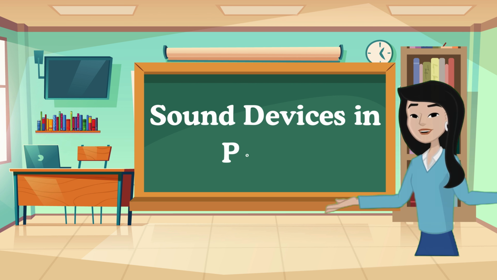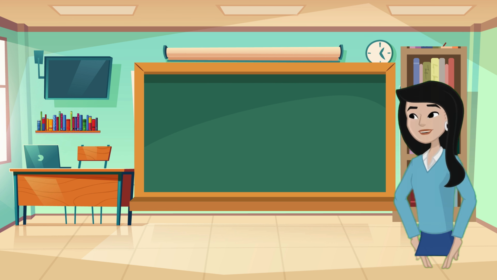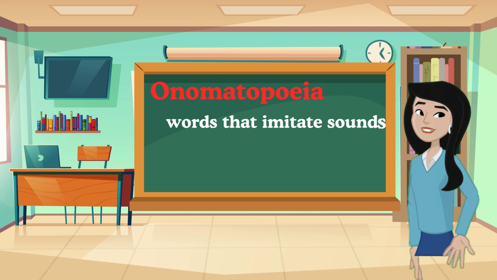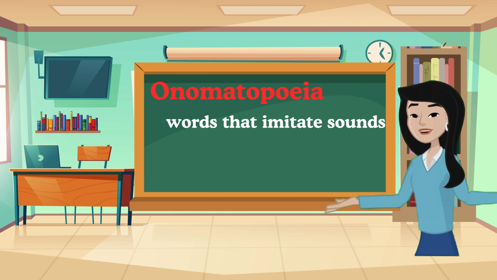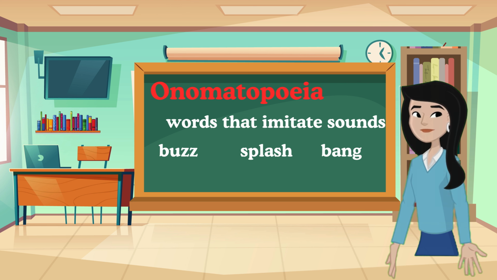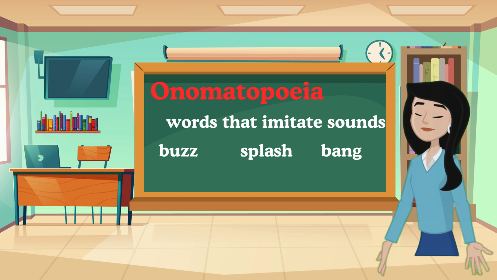Sound devices in poetry. The first sound device is onomatopoeia. These are words that imitate sounds like buzz, splosh, or bang. Can you hear how those words sound like the noise itself?